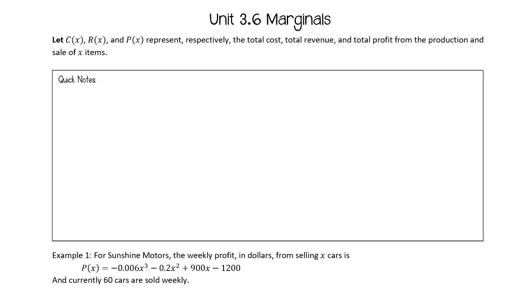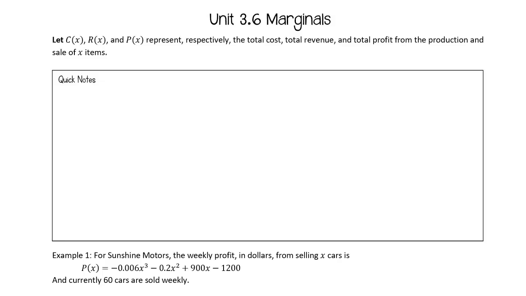For this unit, we are going to be talking about marginals. To illustrate this, we're going to talk about the cost function, the revenue function, and the profit function. Those functions are going to be the cost, revenue, or profit from the production and sale of x items.